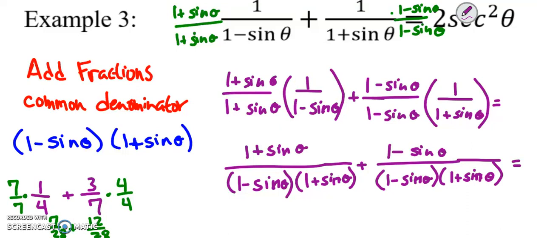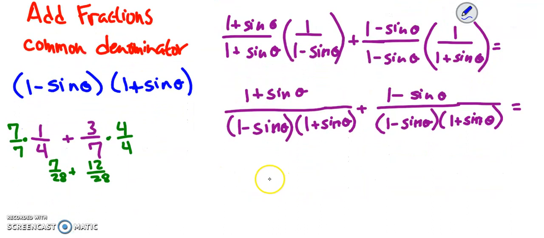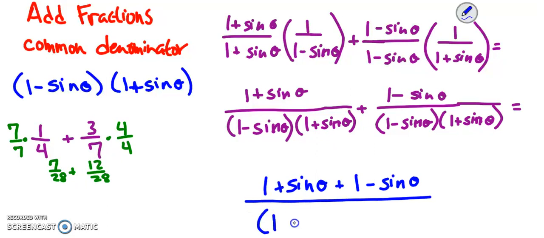Okay, so at this point, we should be able to combine the two fractions together since they have the common denominator. So I'm going to do that really quick, and again, I'm doing this long out, like writing it all out. So if you can skip steps, it's perfectly fine to skip steps.